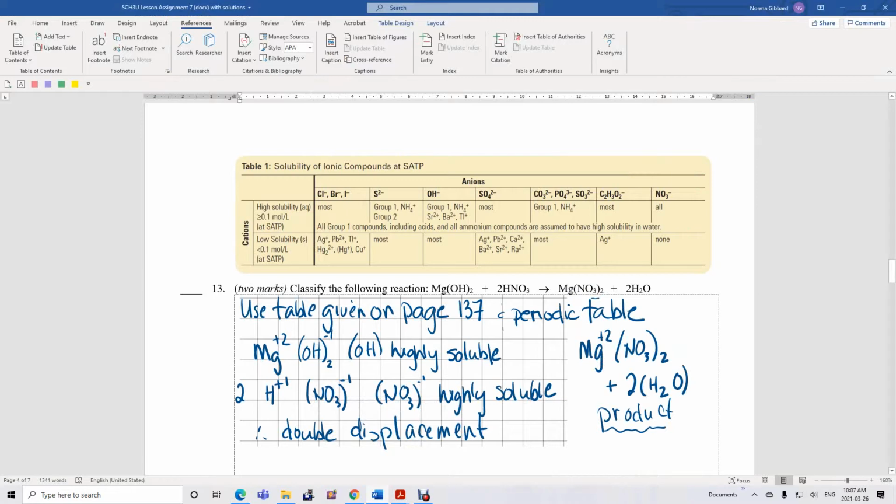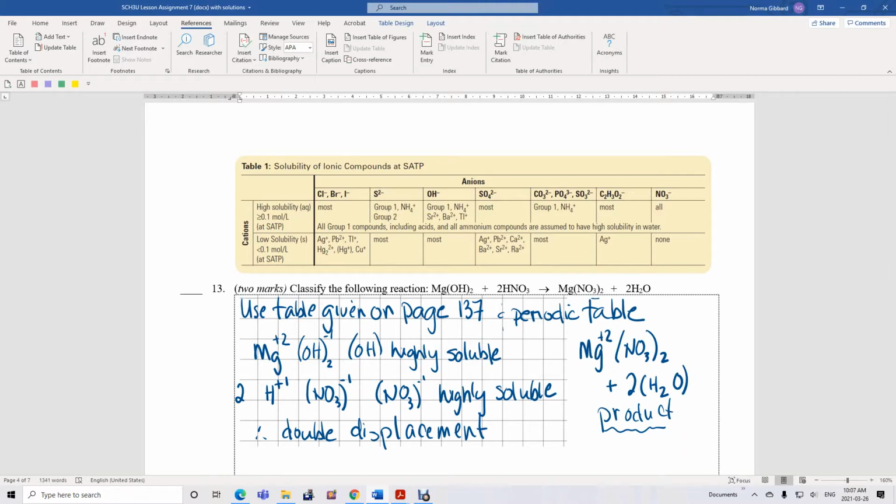Break it down into the components. So Mg has a valence of +2, which means OH2, there's 2 molecules with a valence of -1. If you look on the solubility table, you will see that OH is highly soluble.